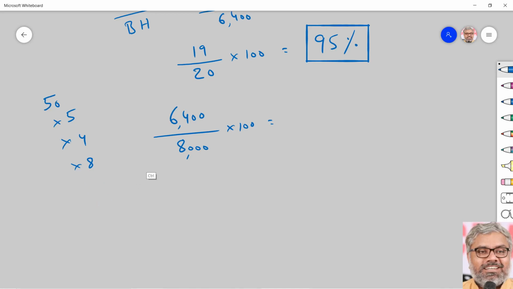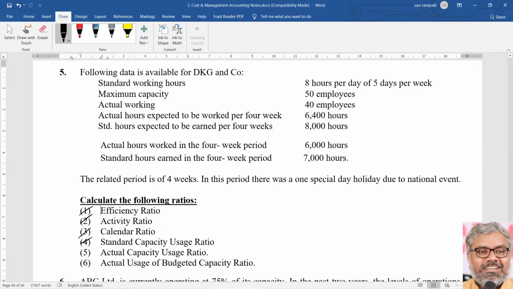But the point is, we don't need to do that also. Why? Because already they are given in the question. So 6,400 by 8,000 naturally will be 80%. That is the answer for the fourth question, which is standard capacity usage ratio.